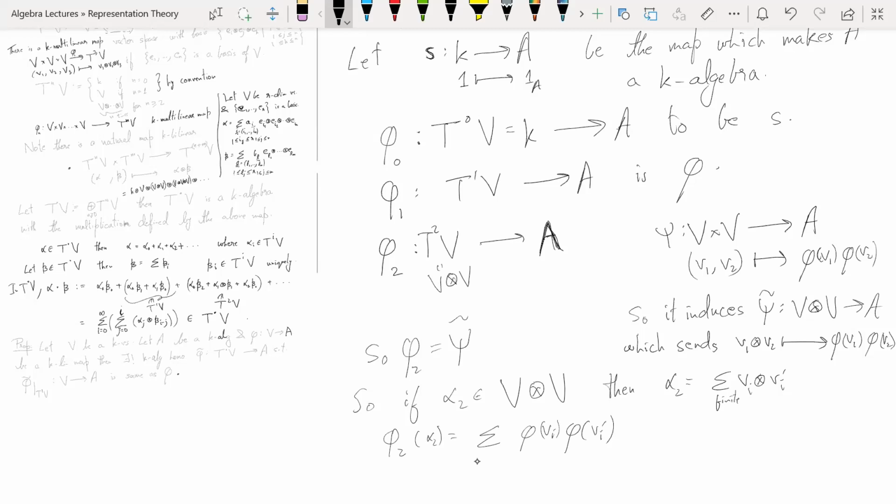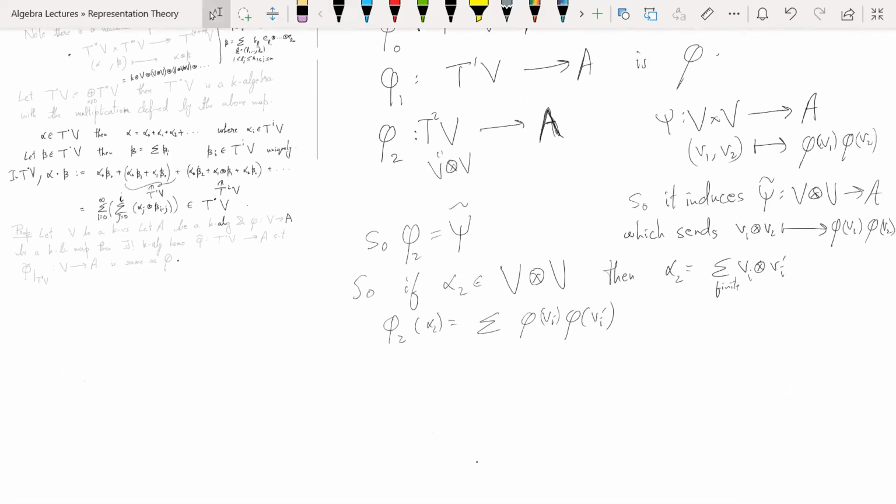So it's enough to define it on a basis. These are all vector spaces, so it's enough to say where the basis vectors go, and then it is extended linearly. For the higher ones, I'll just tell you where the basis vector goes. So phi n from Tn V to A.